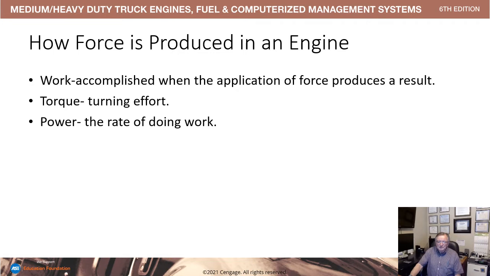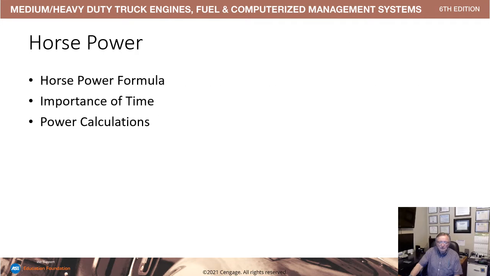How force is produced in an engine. Work is accomplished when the application of force produces a result. Torque is the turning effort, and power is the rate of doing work. Horsepower. The horsepower formula, the importance of time, and power calculations to achieve the understanding.